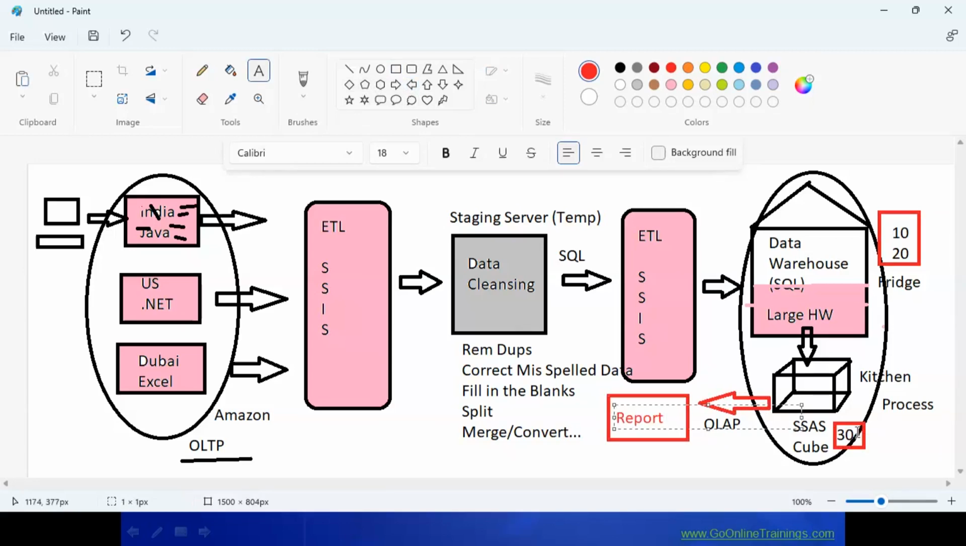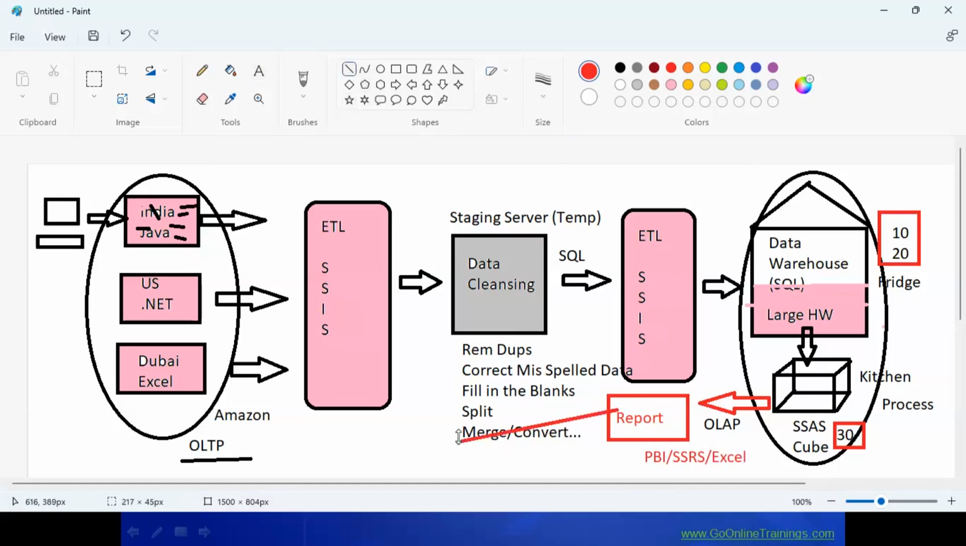Clear? In the reporting tool, you create beautiful reports with Power BI, or you can also use SSRS, or you can use Excel, which is also a number one reporting tool. So you take the food and serve it on the plate, with proper garnish and nice combinations. This is the plate, where you will see the reports. All these reports are going to be given to the business users.